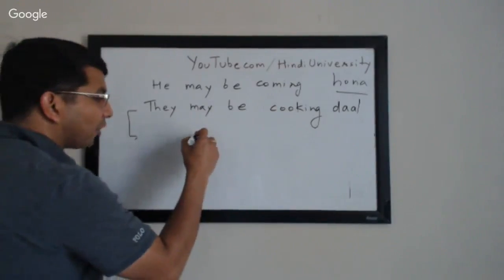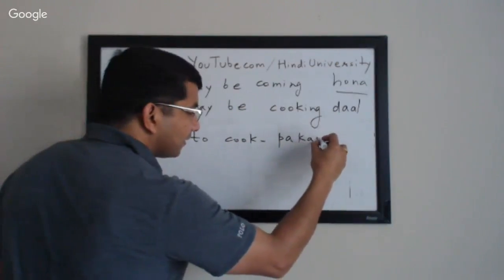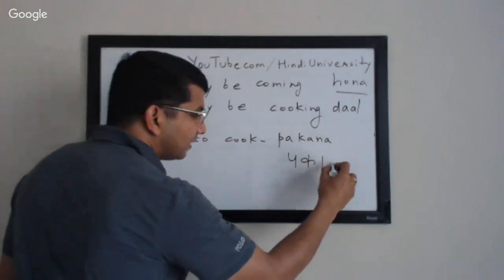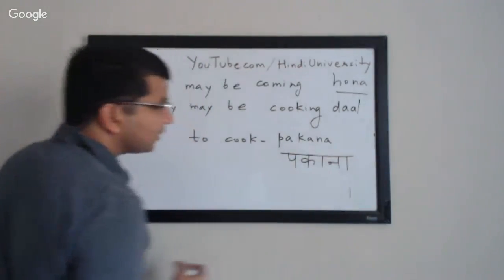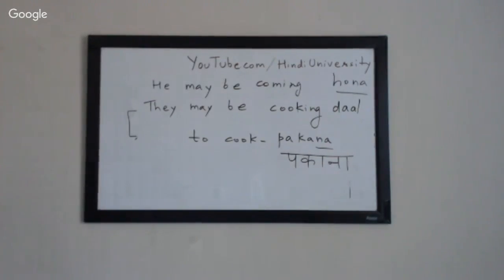To cook, I think if the problem is the verb, then to cook is pakana. It's pa, and then you have a ka with a, and you have a na with a, pakana, to cook. And now you can remove na and you can do the proper conjugation of it, if that was the challenge. Now let's see if this simplifies for some of you. And dal is nothing but a curry. So if you feel comfortable with something else, you can replace dal with anything. Can say they may be cooking pasta.